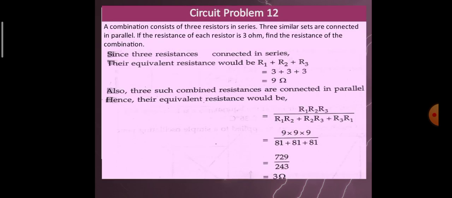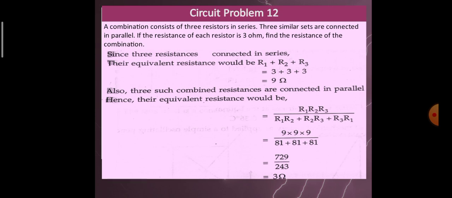Now look at this question. A combination consists of three resistors in series. Three similar sets are connected in parallel. If the resistance of each resistor is 3 ohm, find the resistance of the combination. Since three resistors are connected in series, their equivalent resistance would be R1 plus R2 plus R3, which is 9 ohm. Also, three such combined resistors are connected in parallel.